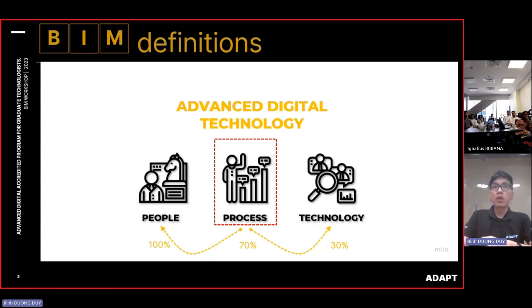So BIM just tries to introduce new kinds of approaches in technology and process, but people still play a very important role. That's why people cover 100%. So if we count every factor, we will have 200%. That is the value we can bring for the new kind of project delivery. The point here is that process is able to connect the two factors, people and technology. Without the process, there would be a big gap between people and technology.